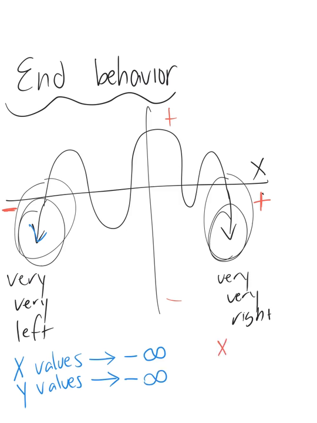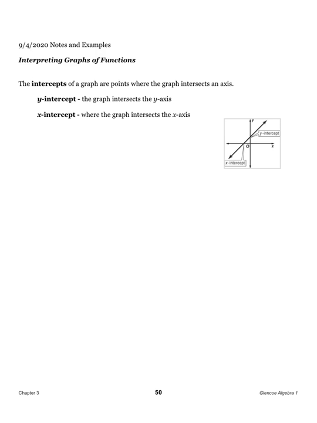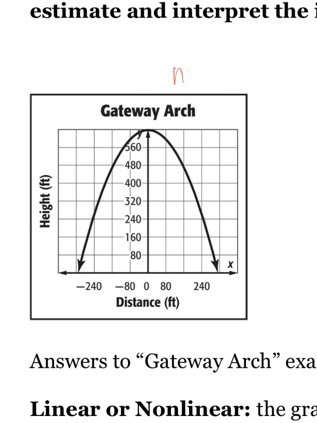Which ones are going to go positive? The x values are going to go to positive infinity, but the y values, what are they going to do? Careful. It's going down still. Oh, negative infinity. Negative infinity still. Yeah, this graph is nonlinear because it's curved. So you could just say nonlinear.